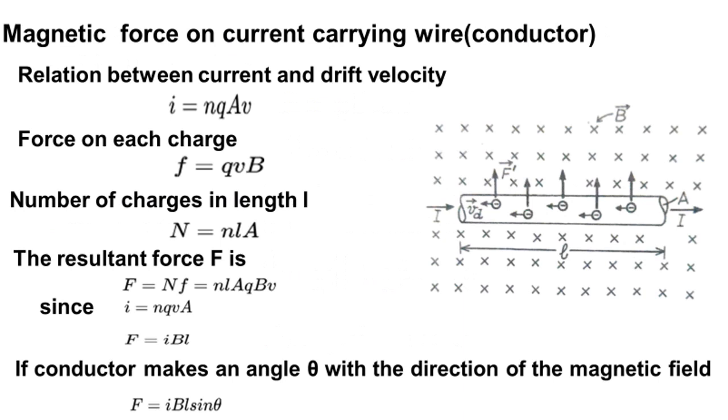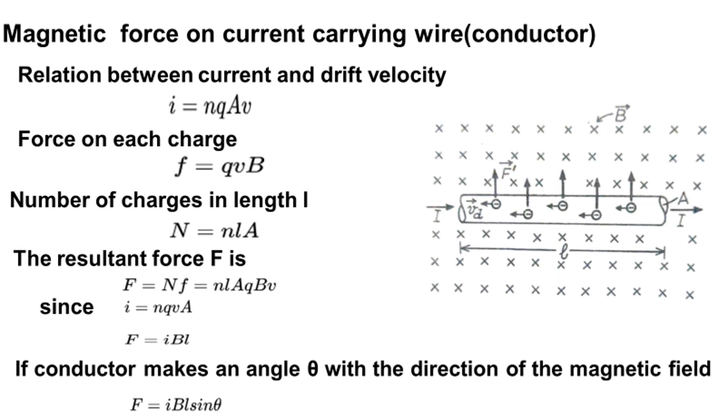Magnetic force on current carrying wire or conductor. When a current carrying conductor lies in a magnetic field, magnetic forces are exerted on the moving electrons within the conductor. These forces are transmitted to the material of the conductor, and hence the conductor as a whole experiences a force. If you see in the figure, there is a straight conductor of length L and a cross section area A, within which there is a current I. A magnetic field of flux density B is perpendicular to the conductor.